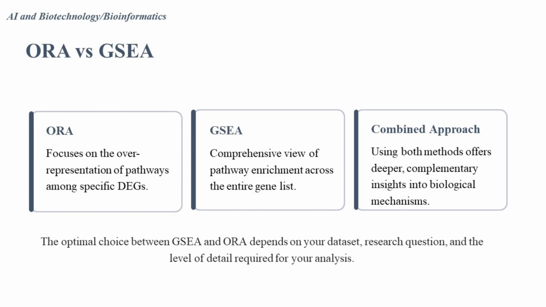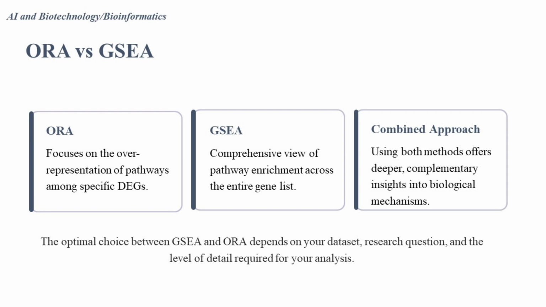A gene set is a collection of genes that share a common function, pathway, or regulation. For example, genes involved in glycolysis form one gene set, or genes involved in apoptosis form another. So these gene sets are curated from different databases. The two most commonly used databases are Gene Ontology and KEGG. They are almost standard in every transcriptomics or omics analysis.